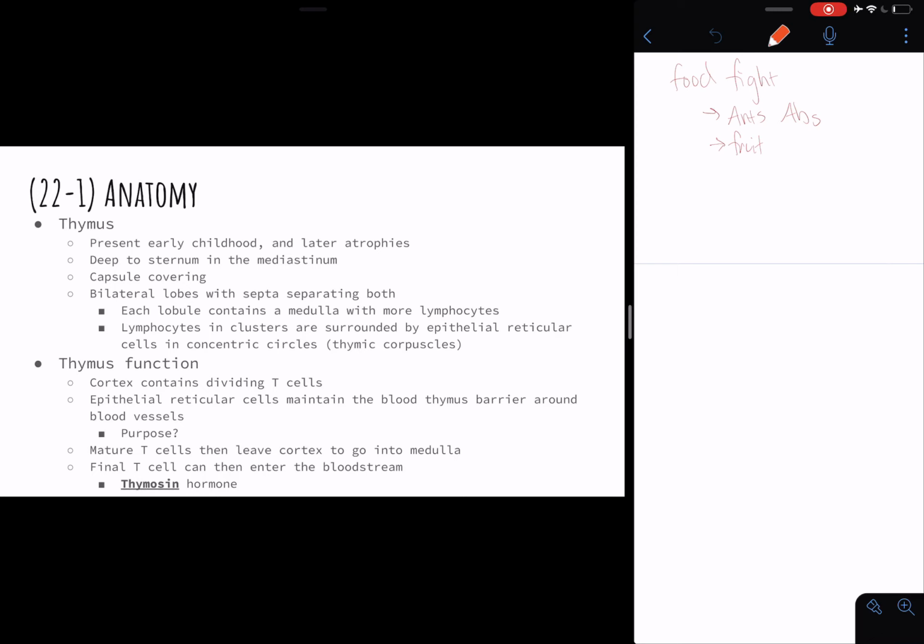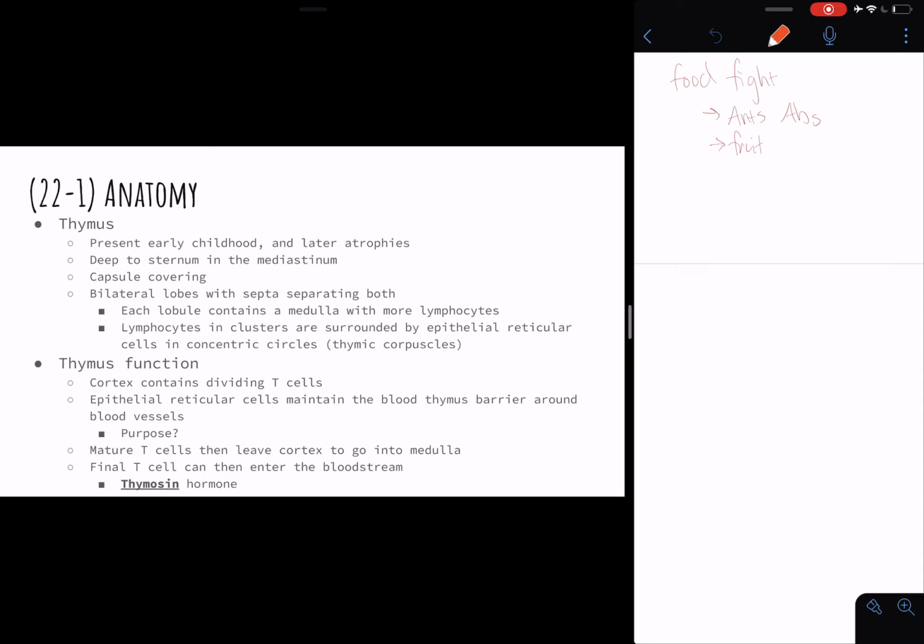The medulla is responsible for teaching T cells how to become true T cells. The way this works is the thymus will wait around for the red bone marrow to make some premature T cells. Those T cells are not true T cells yet. They don't know that they're going to be T cells. They're just like, oh, I'm a white blood cell and I'm supposed to do something really important, and I don't know what that is yet.